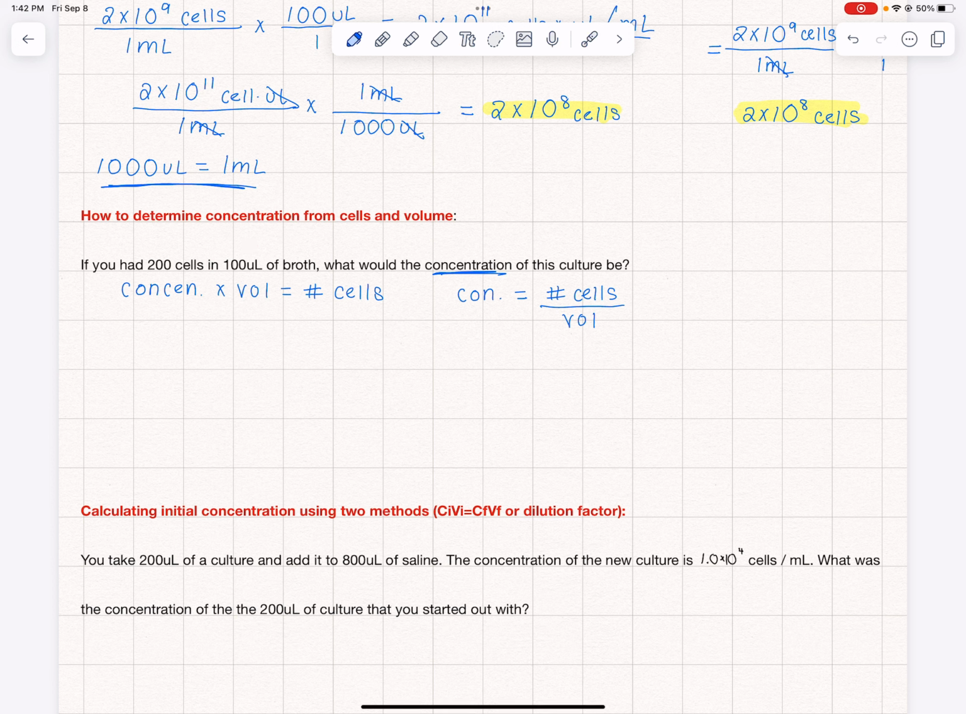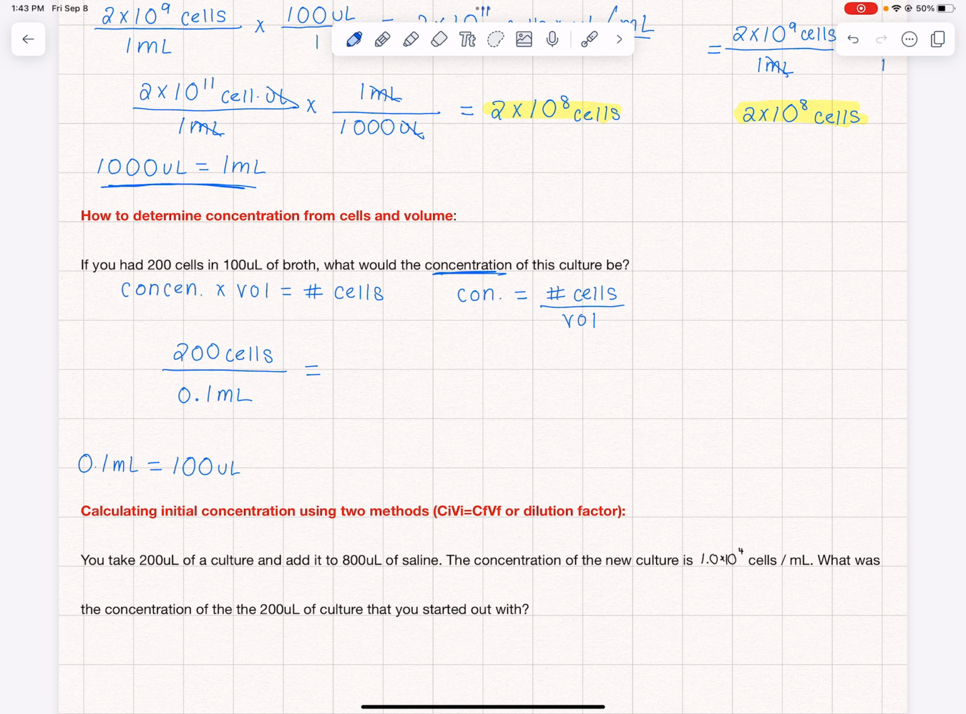simply plug these numbers into our equation, which would be 200 cells divided by 100 microliters of broth. But knowing that we'll want this value in milliliters, I'm going to go ahead and skip a step and convert my units right here, because 0.1 milliliters is the same thing as saying 100 microliters. I can then easily do this math.